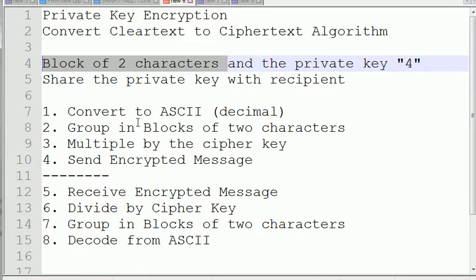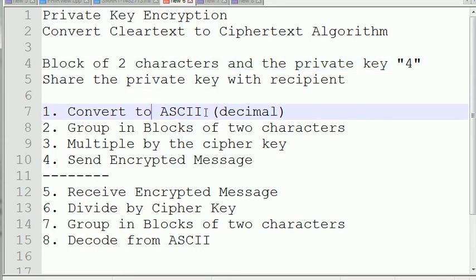All right. So I shared this private key. We've agreed upon our communication. Nobody else knows it except for us. So first step, I'm going to convert our message to ASCII. And of course, we're using a computer system, so it's already in ASCII. But for my example, I'm just going to use decimal numbers because they're easier for me as a human being to do computations with versus binary or hexadecimal.